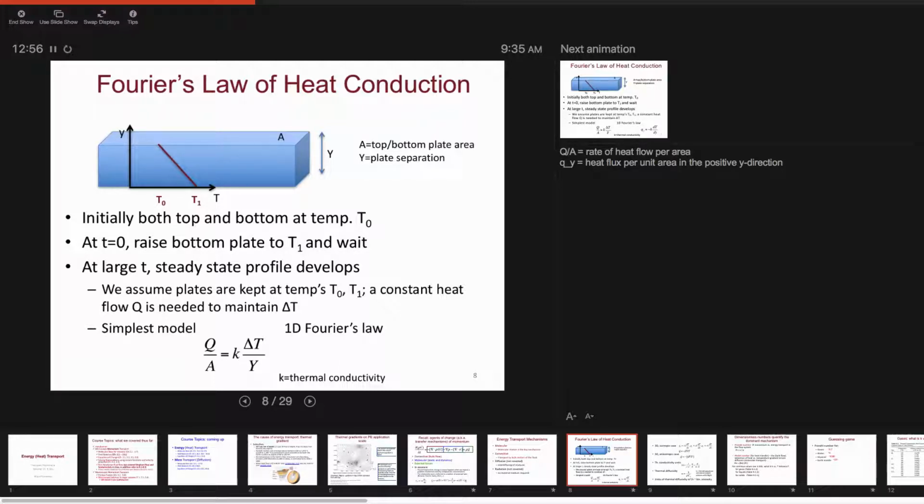And one thing that is missing here, if I was thinking about this in a coordinate system, what am I missing?